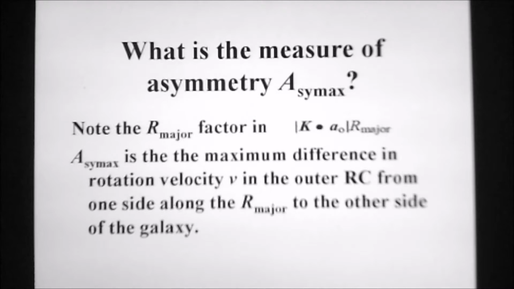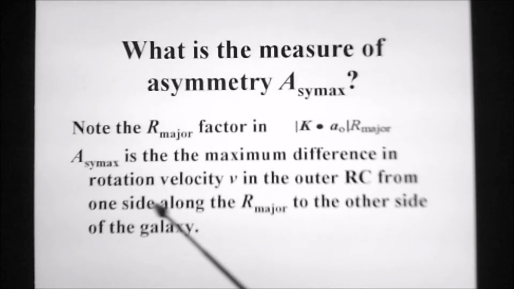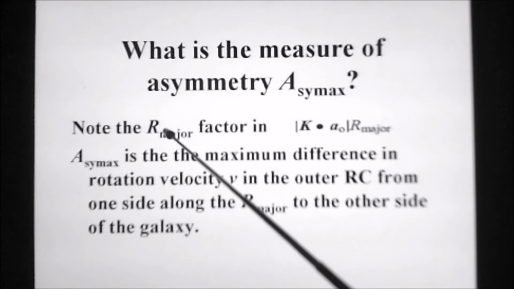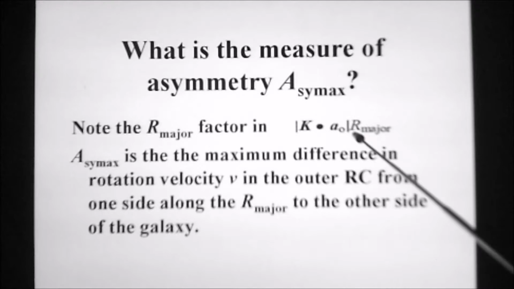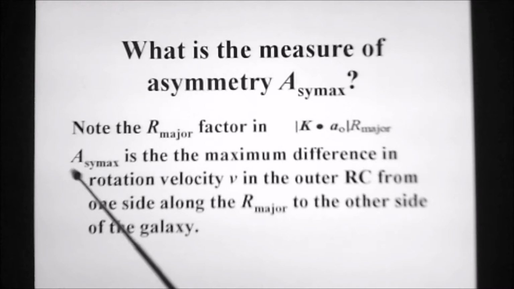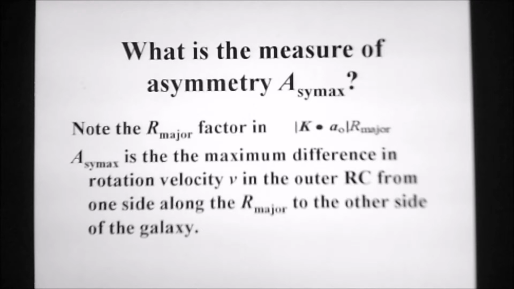What is the measurement of asymmetry? Note the R major factor in this term. The asymmetry then is the maximum difference in rotation velocity in the outer RC from one side along the R major to the other side of the galaxy. That is to say, R major is kept constant for the measurement.